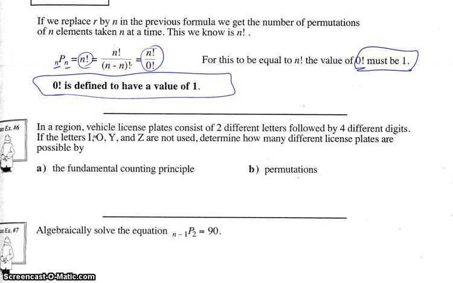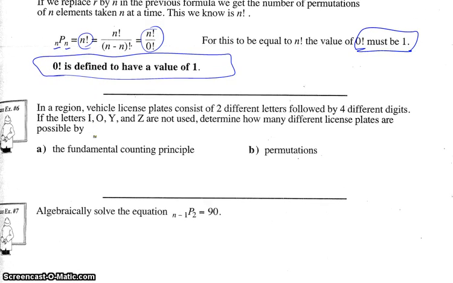Example number 6. In a region, vehicle license plates contain 2 different letters followed by 4 different digits. If the letters I, O, Y, and Z are not used, determine how many different license plates are possible by, first of all, the fundamental counting principle. So we've got 2 letters followed by 4 digits. Let's start with the letters. I, O, Y, and Z are not used, so we take 4 from the 26 in the alphabet and we'll have 22 choices. It said different letters, so we can't use the one we just used again.